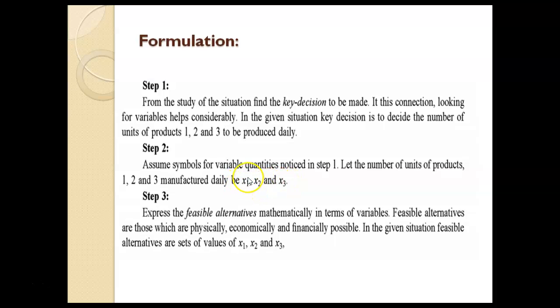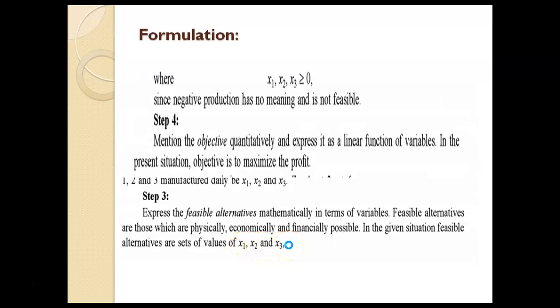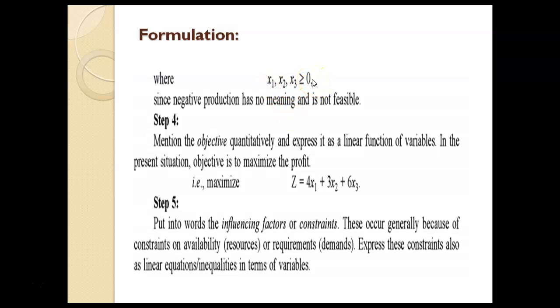Now what we are doing? We are denoting these number of units of different kinds of products to be produced by the variables x1, x2 and x3. Step 3, express the feasible alternatives mathematically in terms of variables. Feasible alternatives are those which are physically, economically and financially possible. In the given situation, feasible alternatives are sets of x1, x2 and x3, where these are greater than or equal to 0, since negative production has no meaning and is not feasible. So these are the different values of these three variables.